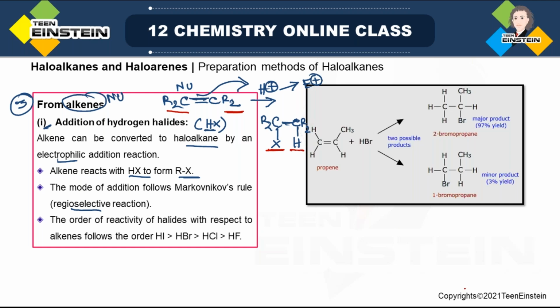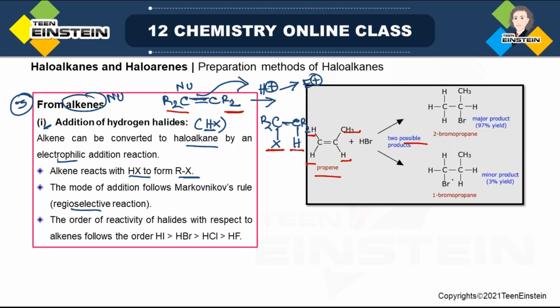Suppose the alkene is not symmetrical. Look, propene. Is it symmetrical? No. Left-hand side has 2 hydrogens, right-hand side has 1 methyl and 1 H. Now the question arises whether X will be on the right-hand side carbon or the left-hand side carbon. So there are two possibilities.